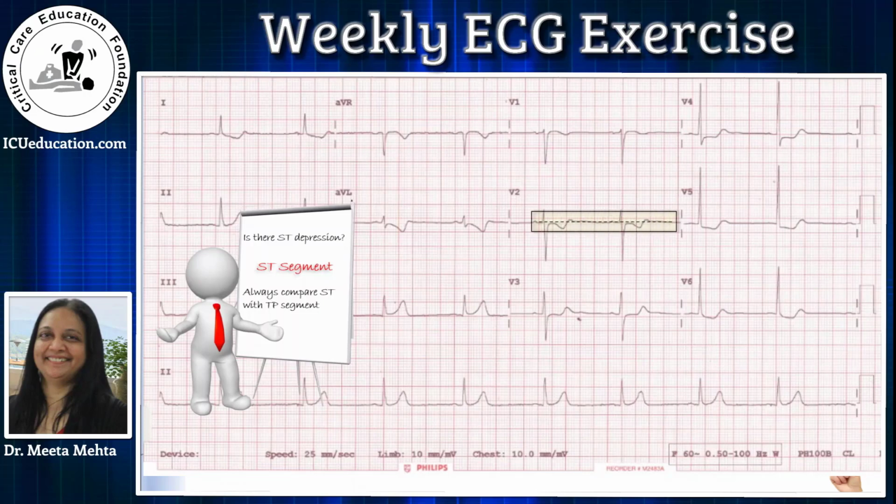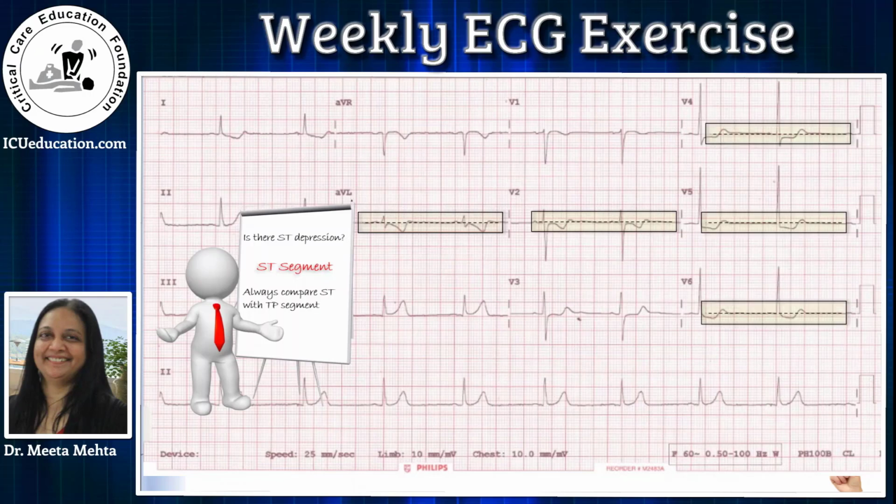So if we take lead V2 and compare with TP segment, there is a small ST depression of say around half a millimeter. If you look at lead AVL, although it looks significant ST depression here, there is no ST depression when you compare with the TP segment. Now when we look at V4, V5, V6, when we draw a TP segment through and through, you can see there is a significant ST depression of at least 2 to 3 millimeters in V4, V5, V6. So here, as far as the ST segment is concerned, lead AVL does not have ST depression, whereas V2, V4, V5, V6, all these 4 leads do have ST depression.